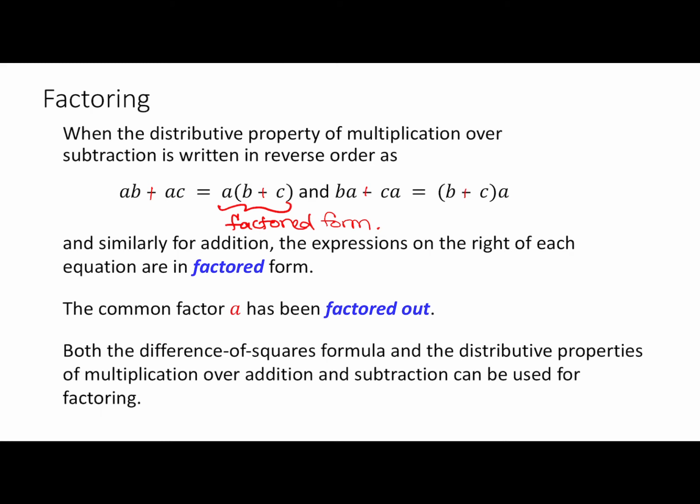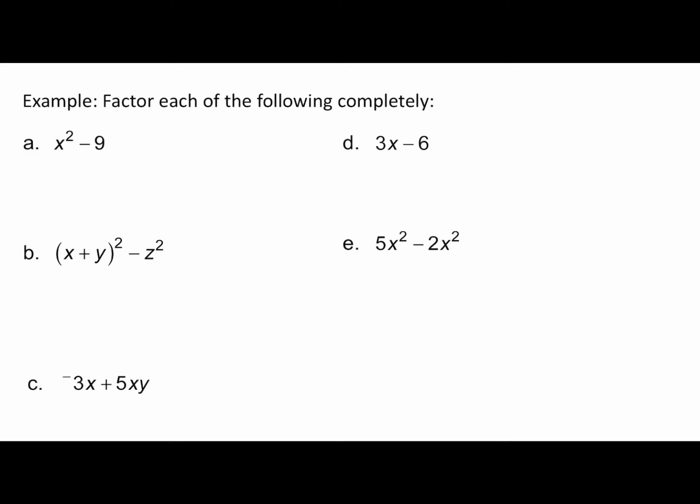Both the difference of squares formula and the distributive properties of multiplication over addition and subtraction can be used to help us factor. For example, let's try factoring some problems. Okay, so my first example, part A, is x squared minus 9. So I should recognize this as a difference of squares. I have x squared minus 9, which is the same as 3 squared. And now this factors by my difference of squares formula as x plus 3 times x minus 3.